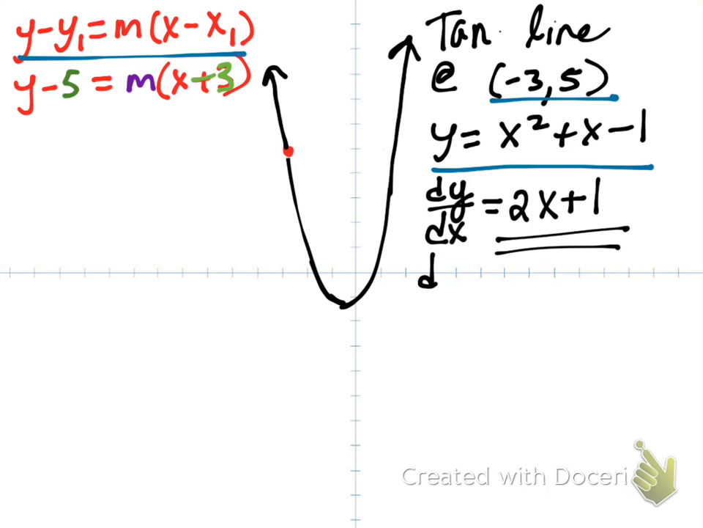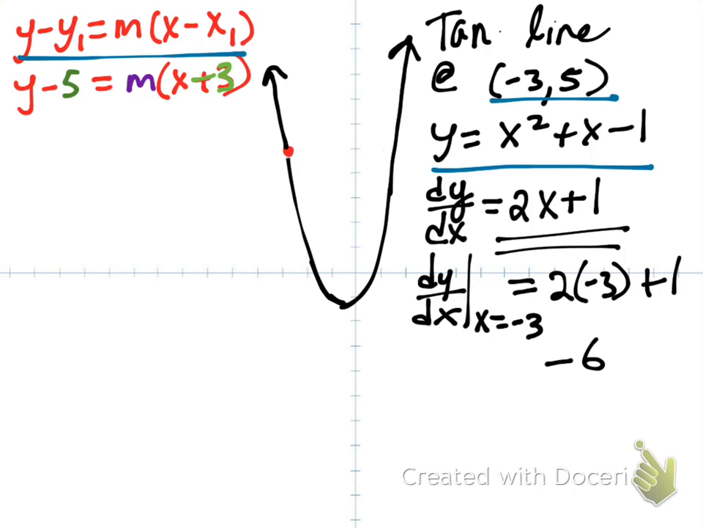I can plug in any value I want, but the value I'm interested in is x equals negative 3, because that's this point right here. That's the x-coordinate. So I take 2 times negative 3, and I add 1. That would be negative 6 plus 1, better known as negative 5. So bingo, I've found my slope. This right here is the slope function, and at a specific point, it's negative 5.